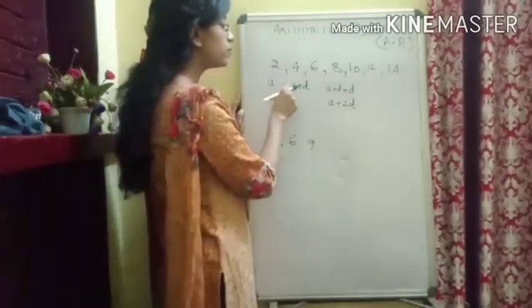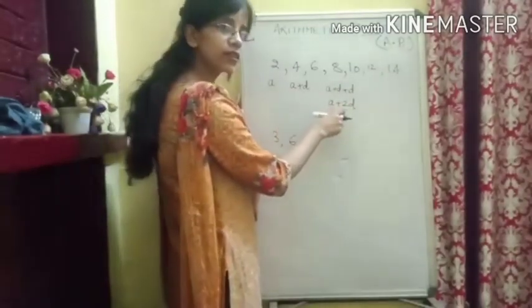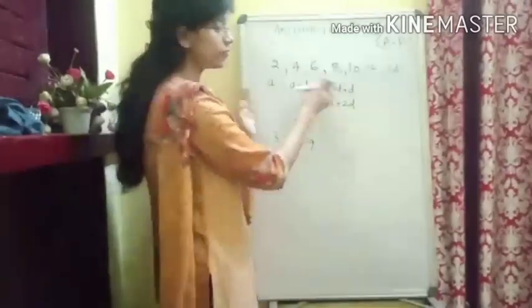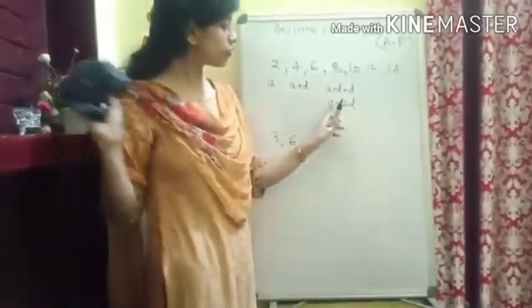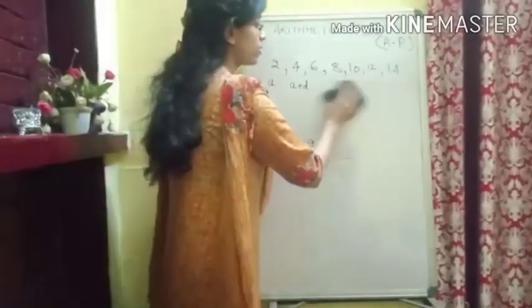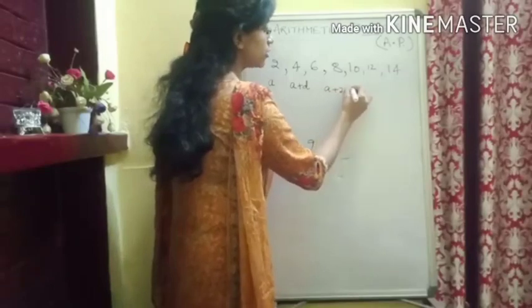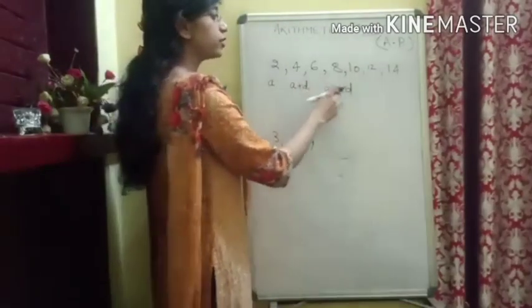That means first term, second term and the third term. How to write the next term? That is A plus 2D. If I write it like that, the third term is now coming A plus 2D. Okay, so this is first term, second term, third term.